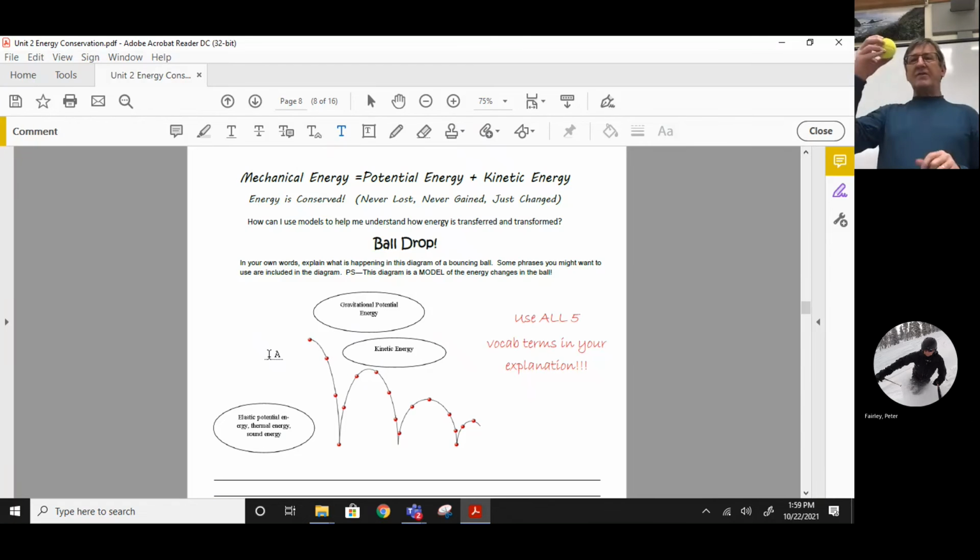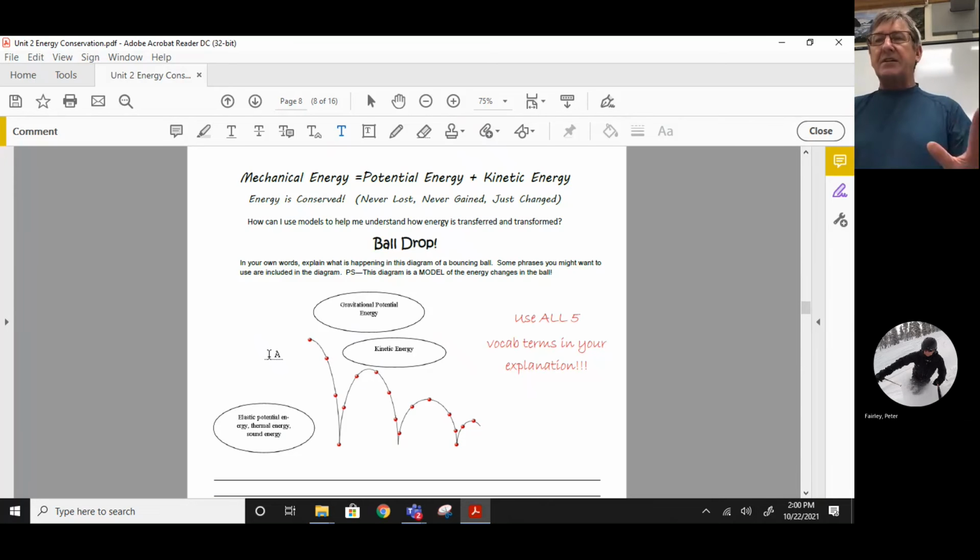One more time. We started at the very top. It had potential energy. Since it's gravity that is giving that energy, we call it gravitational potential energy. It has the potential to fall. It has all this energy. When it does fall, that energy is converted into kinetic. Then it hits the ground, and some of that kinetic energy is converted into elastic potential energy. Some of it's converted into sound, and some of it is converted into heat, which is lost from the ball.